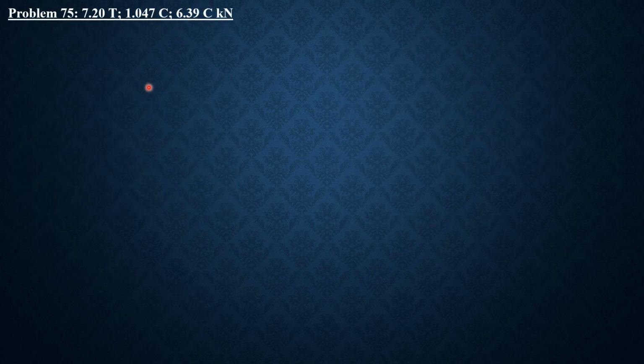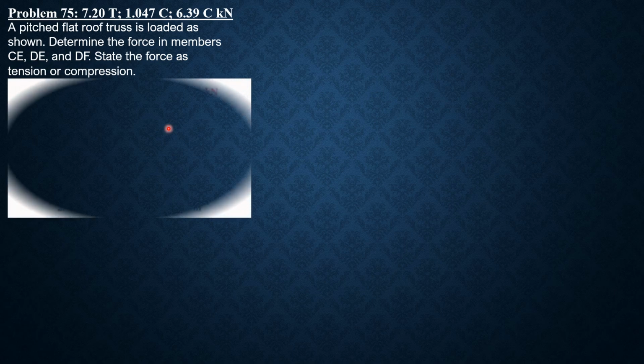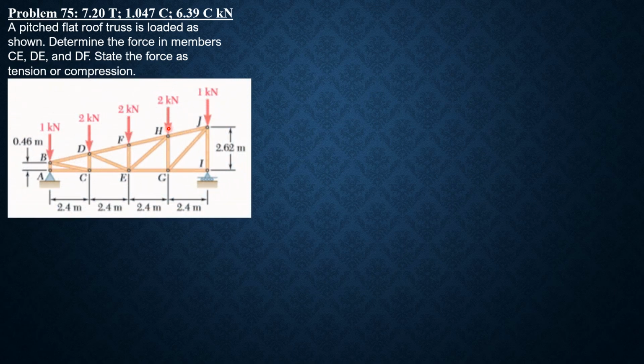Okay, for problem 75, a pitched flat roof is loaded as shown. Determine the force in members CE, DE, and DF. State the force as tension or compression. So again, if the force is positive, it is tension; if negative, compression. So this is the pitched flat roof truss.